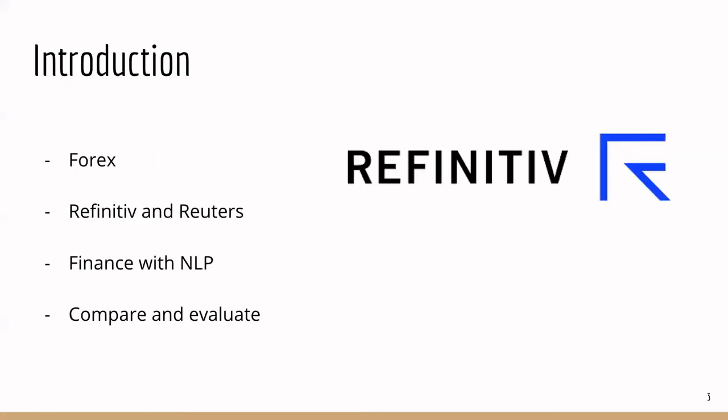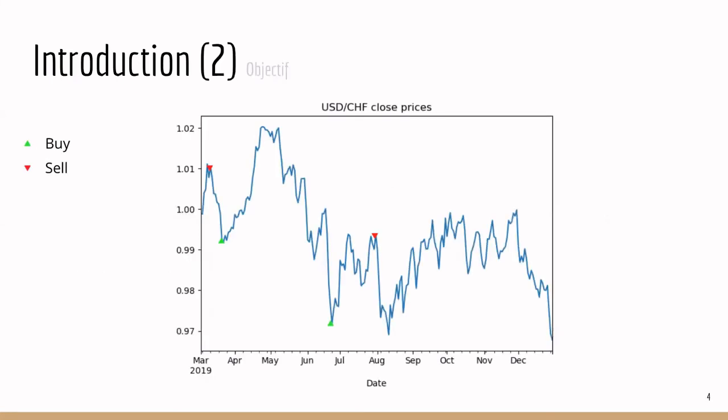So as Hatem has introduced, we have a corpus from Refinitiv. He has described TRMI. I will use here in my thesis TRNA. And the main goal is to use this corpus in a multi-head model to predict in the Forex market. So the idea is to also use a currency pair, here the USD and the Swiss franc. And what we want to do is to predict long or short position.